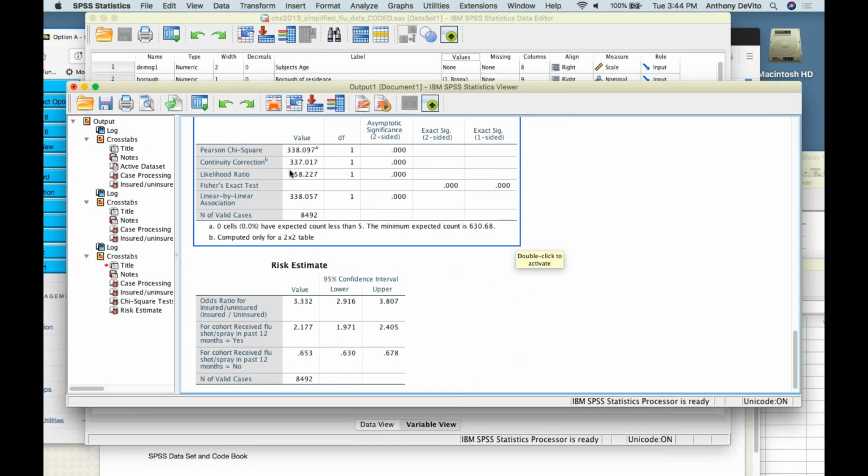So what I get is, whoa, look at that Pearson's chi-square value. And look at the significance. It's obviously statistically significant, so I can reject my null hypothesis. There is an association between being insured and getting that.